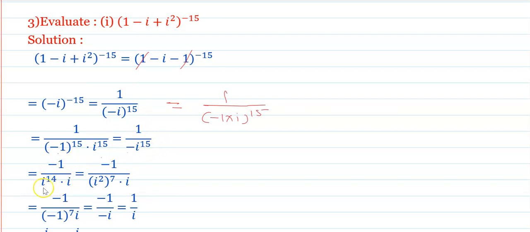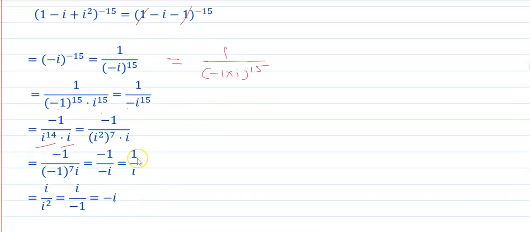But i raised to 15 is written as i raised to 14 into i. But what is i raised to 14? i square bracket raised to 7. But what is i square? i square is minus 1. Minus 1 raised to 7 into i. Minus 1 raised to 7 means what again? Minus 1. Minus 1 into i, you will get minus i. And this minus and minus, minus 1 upon minus i, that gets plus, and hence you will get 1 upon i.